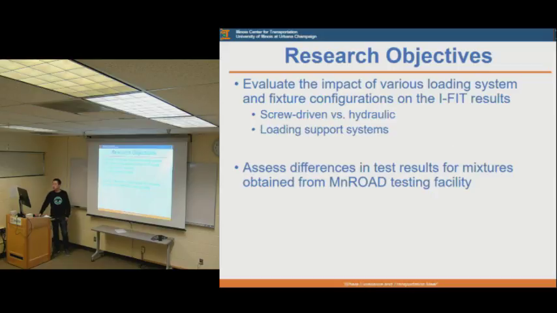There are two research objectives for this study. The first one is to evaluate the impact of various loading systems and fixture configurations on the IFIT results. In more detail, we want to compare the screw-driven and the hydraulic loading systems and the different loading support systems. The second objective of this study is to assess differences in test results for mixtures obtained from the Mineral Test Track facility.